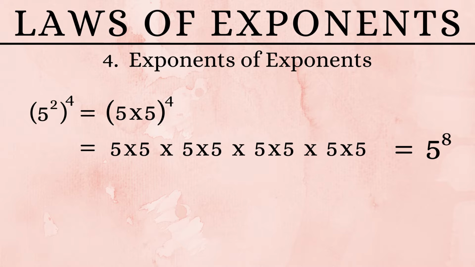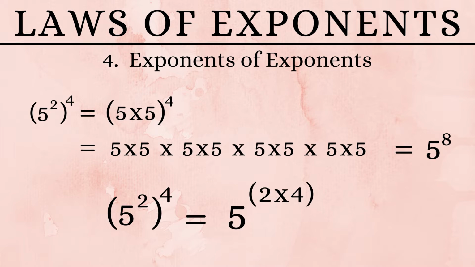Now let's understand what our law says. When we have 5 square whole to the power of 4, we can just multiply the exponents 2 and 4 and leave the base as it is. So 5 square whole to the power of 4 becomes 5 to the power of 2 into 4, or 5 to the power of 8.